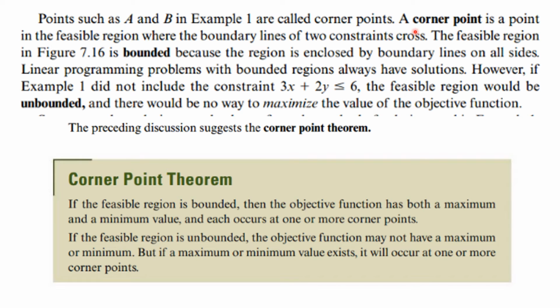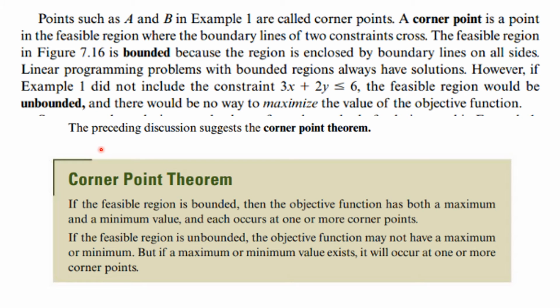So a corner point is a point in the feasible region where the boundary of two constraints cross. The feasible region is bounded because the region is enclosed by boundary lines on all sides. Linear programming problems with bounded regions always have solutions. However, if example 1 did not include this constraint, it might have been unbounded, and there would be no way to maximize the value of the objective function.